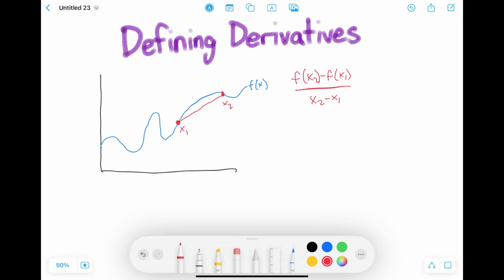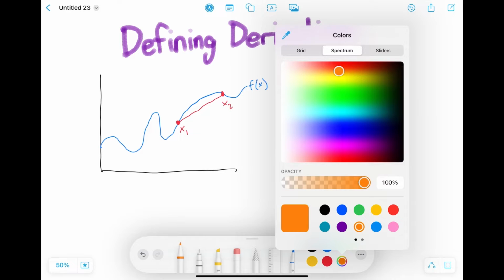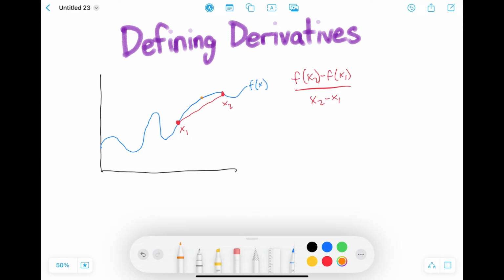So what I'll do now is, let's define a new point, right? Let's say we have x3 right here, and I draw this new line here. Then I say, okay, let's calculate this new distance between x3 and x1. And we'll notice that as I get closer to x1, this slope is going to get closer and closer until we eventually get what we call a tangent line, where it just hits it right at that kind of sweet spot, if you like.